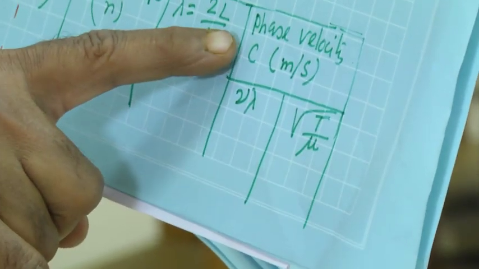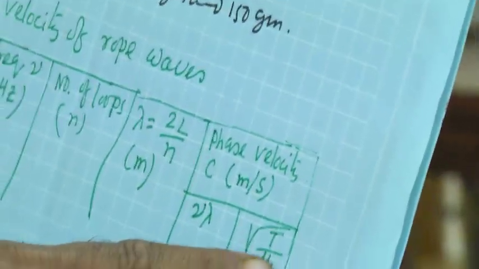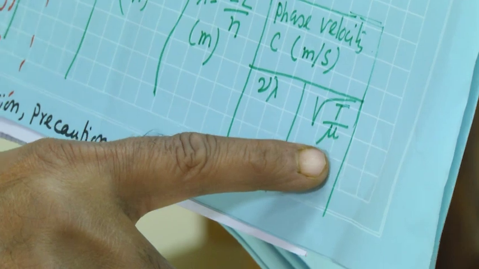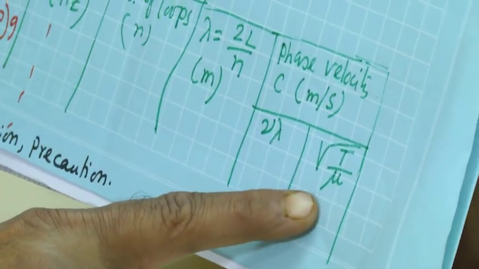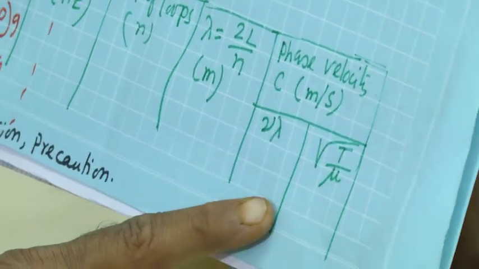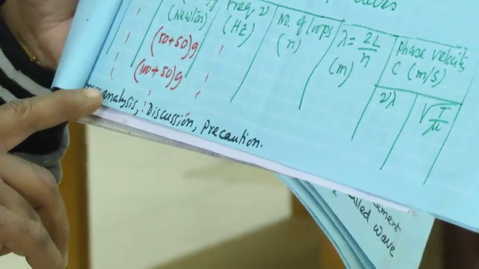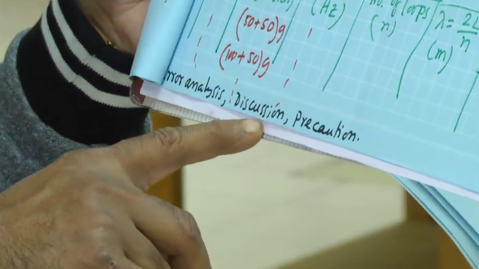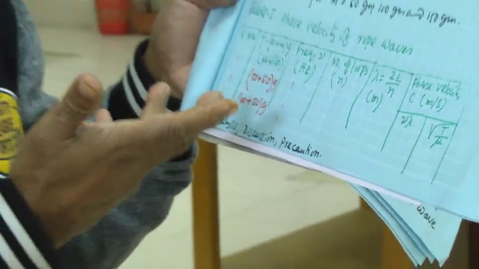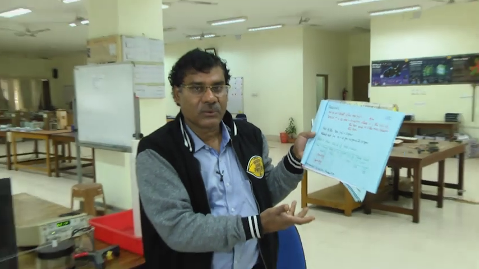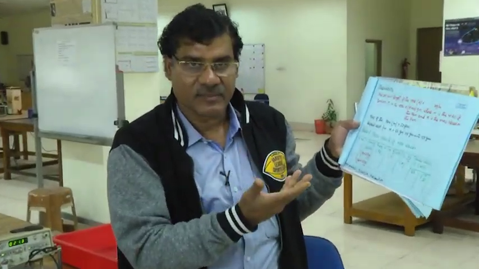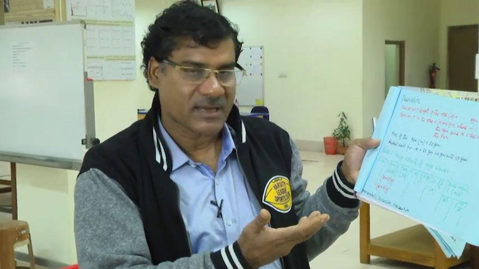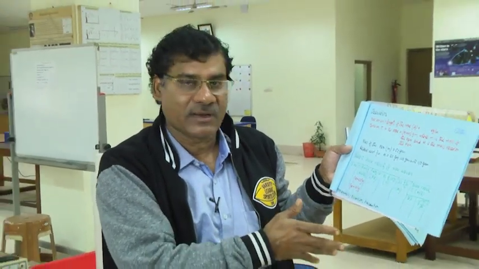Or I will use this c for this calculation, and I can calculate the mass per unit length of the string from this experiment also. Okay, so then error analysis, discussion, precaution, that's the standard steps you have to do. Since I have discussed these things for many experiments, I will not discuss the same thing here.